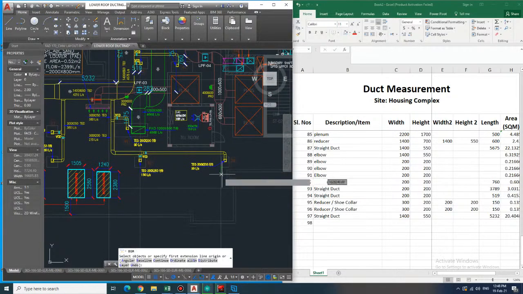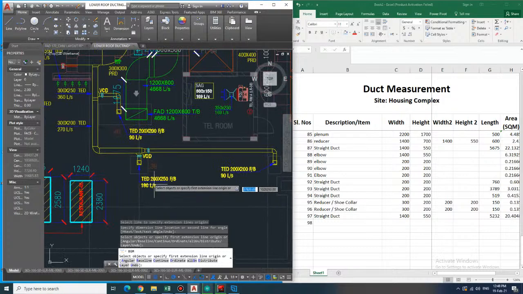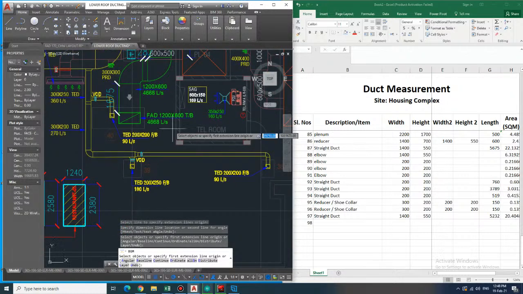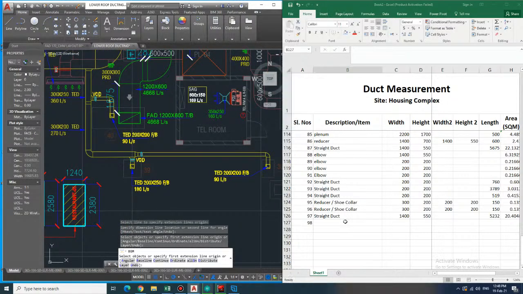This one, 200 by 200, 200 by 200. So 200 by 200, 2 elbows, 3 elbows. Okay, 1, 2, 3 elbows. 200 by 200. Another 99 also elbow. 200 by 200, 100 also elbow, 200 by 200. Another one here, 200 by 250 elbow. That's also we will consider 200 by 250.